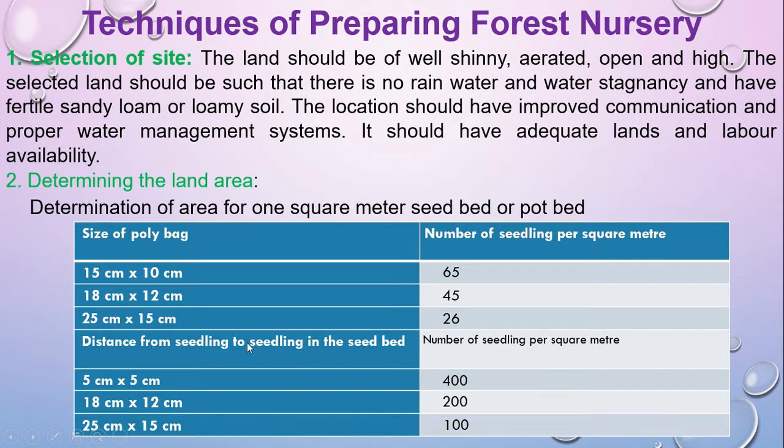Next is distance from seedling to seedling in the seed bed. If you raise seedlings not in the polybag but in the seed bed, then with 5 to 5 centimeter distance of seedlings, you can plant 400 seedlings per square meter. And then with 18 into 18 centimeter in the seed bed you can raise 200, and with 25 to 15 you can do 100. So you have to memorize it properly.